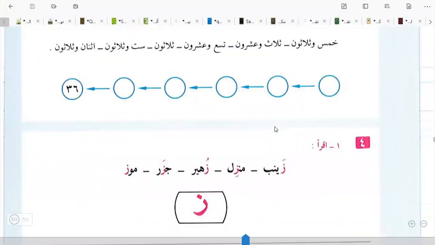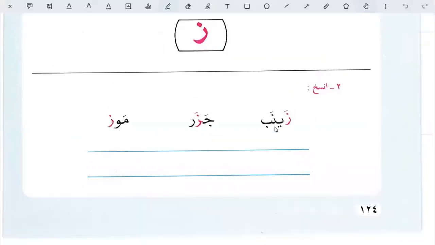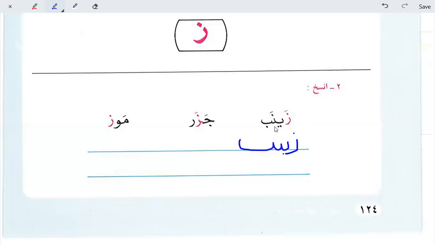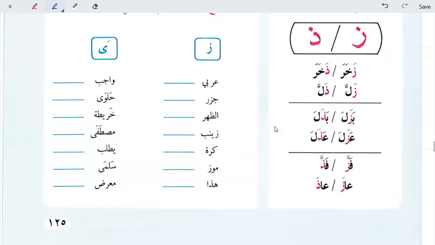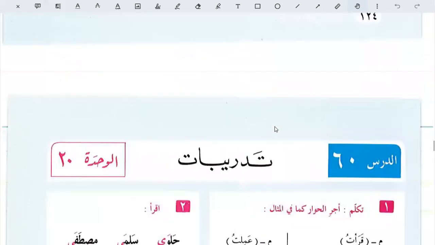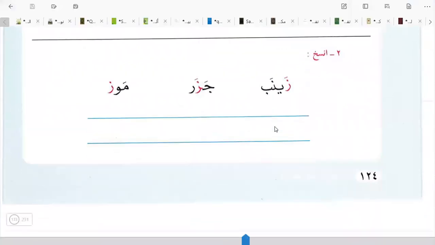You can do it if you want. So just remember one thing. A part of Ra will be above the line. Rest will be below the line. Ya, Noon, Ba will touch the line, but they will not go below the line. Jim, Za. So Jim will touch the line, but it will not go below the line. But Za will be a little below the line. Ra, this part above the line and this part below the line. Mim will be above the line, touching the line. Mouth of Waw will be above the line. Like this, okay. So what is the meaning of jazar? Jazar means carrot.